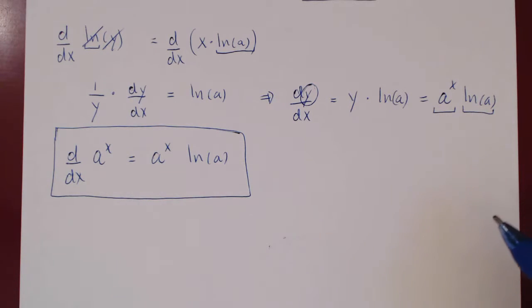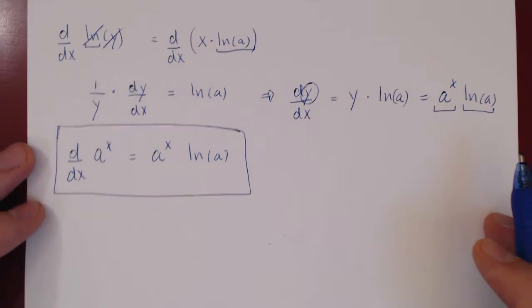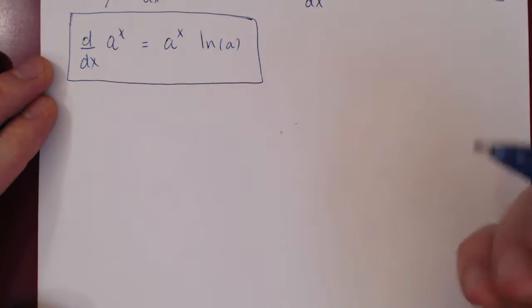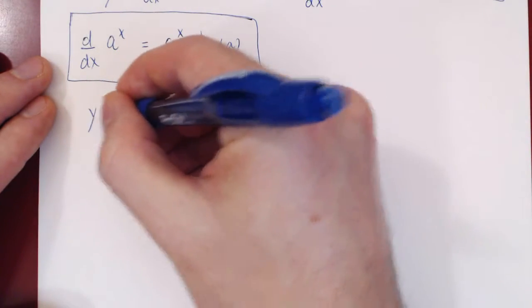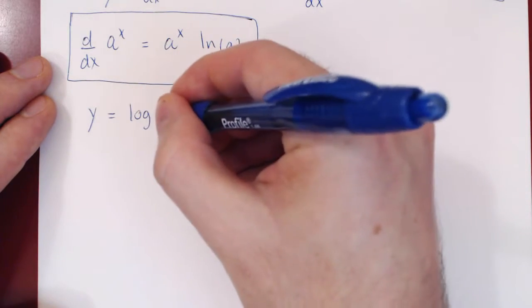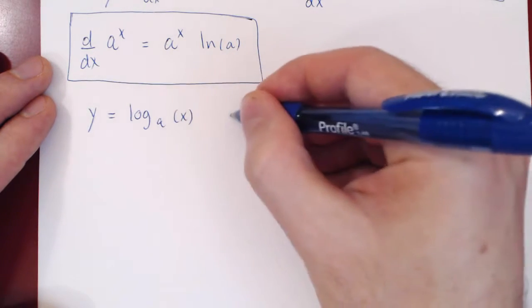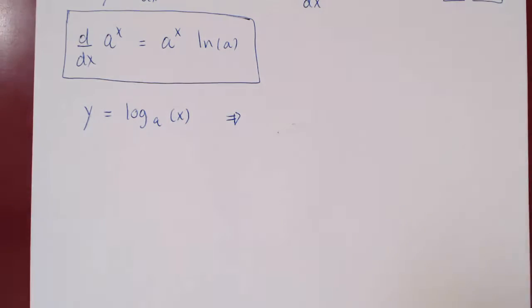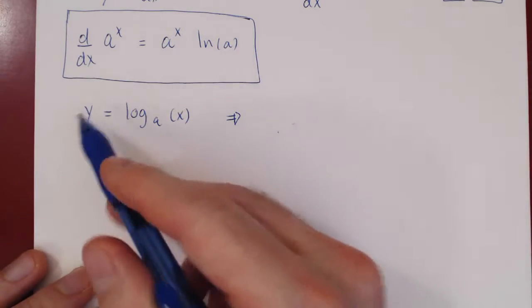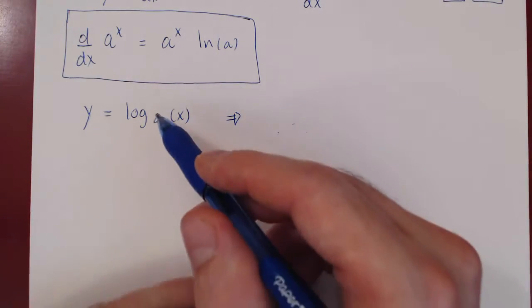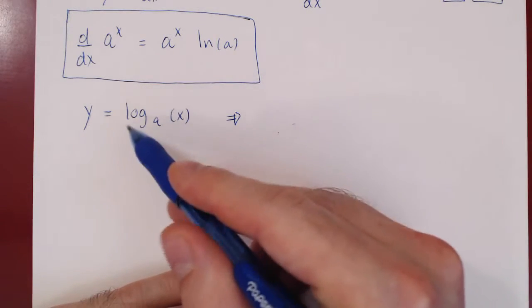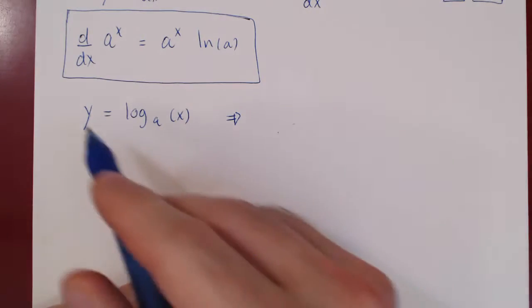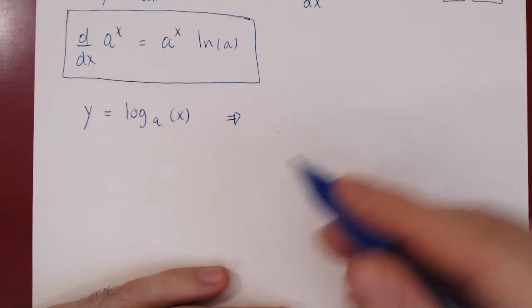With this, we can now find the derivative of any logarithmic function, once again with the help of not logarithmic, but implicit differentiation. So what if our function is the logarithmic function base a of x? Once again, we want to find dy over dx. So we want to get rid of the log base a function, so exponentiate both sides with a.